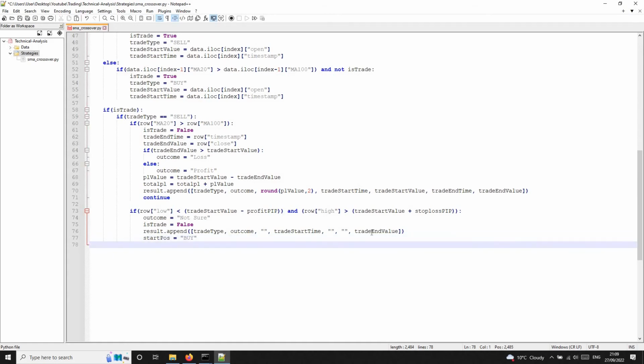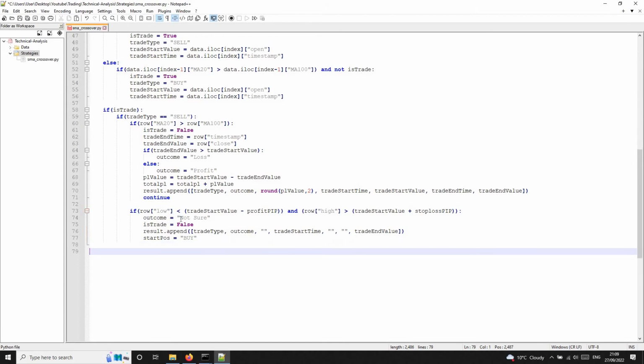Okay, now I have to set the start position to buy again, because our MA20 has now gone under. It crossed over and it has gone under, so that's why now the start position is buy, meaning when the next crossover happens, we have to take a buy position. So it is resetting basically that variable.